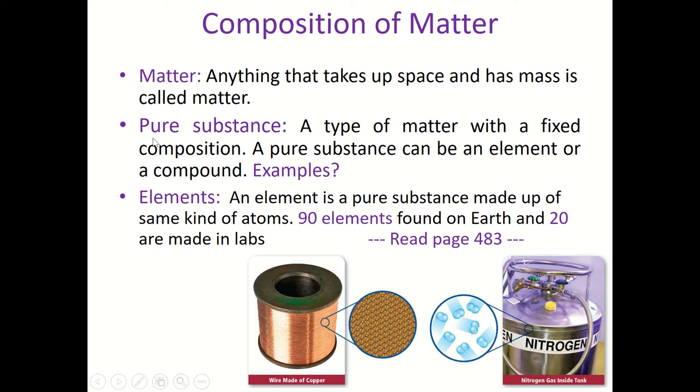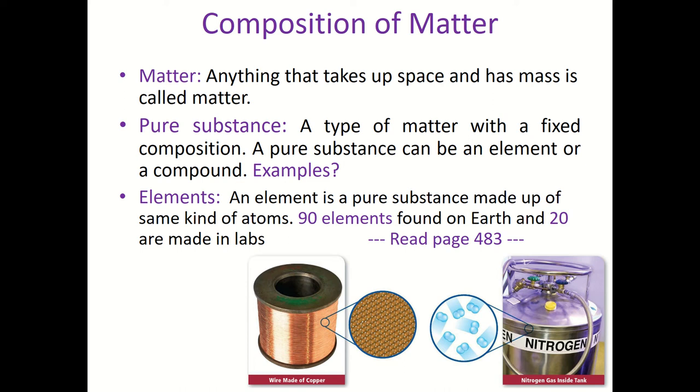Now, I have something also called a pure substance. Look at the definition. It says that a pure substance is a type of matter with a fixed composition. A pure substance can be an element or a compound. So what does that mean? Let's say that you drink water now, and the water you have is called pure water. What does pure water mean? It means every single piece of this container contains H2O. There is no dust, no bacteria, nothing else but H2O. So in this case, I call it pure water.